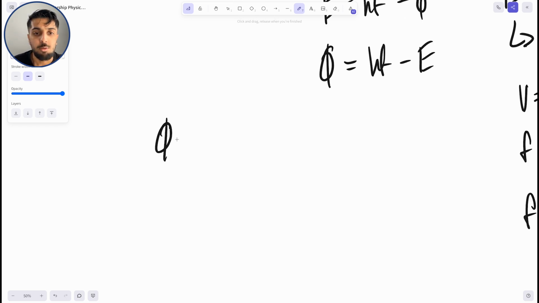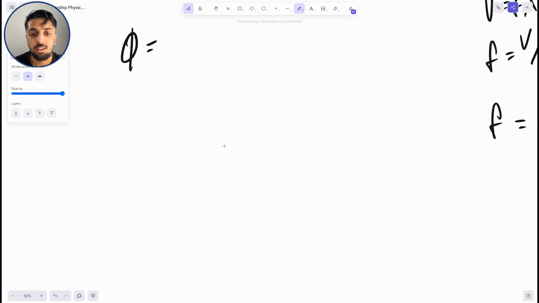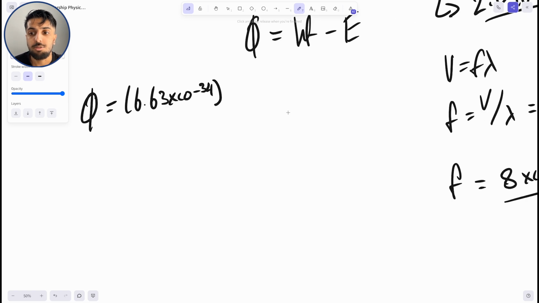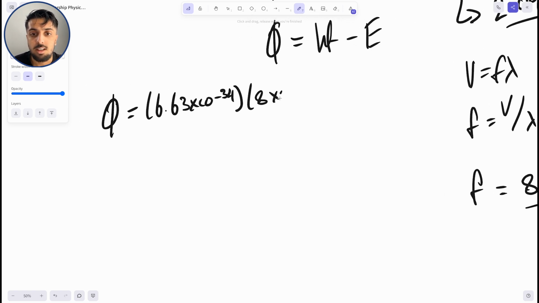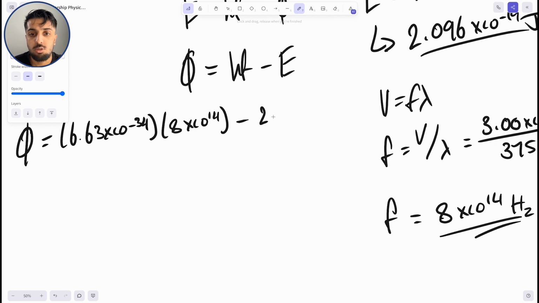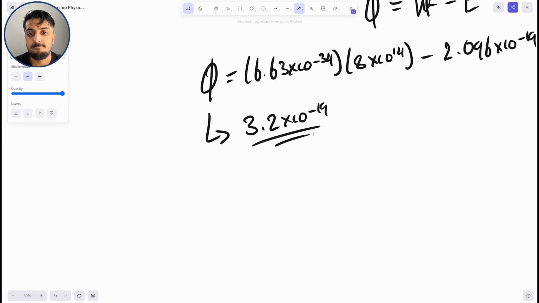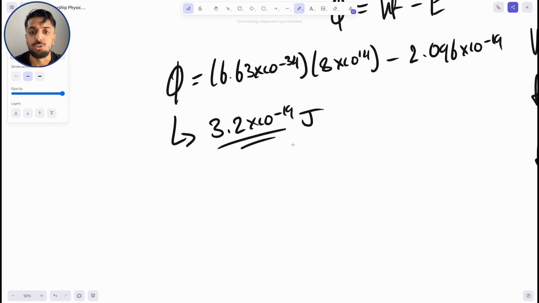and that gives us a frequency of 8 times 10 to the 14 hertz. Therefore, our work function is equal to Planck's constant, which is 6.63 times 10 to the negative 34, times our frequency, which is 8 times 10 to the 14, minus our energy, which is 2.096 times 10 to the negative 19. And so that gives us a work function of 3.2 times 10 to the negative 19. There we go. And that is in joules as well.